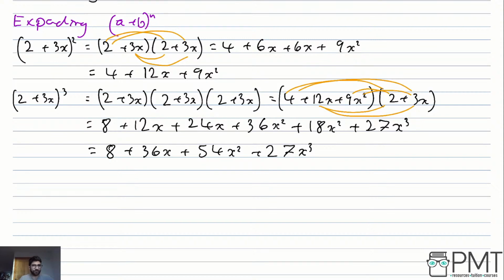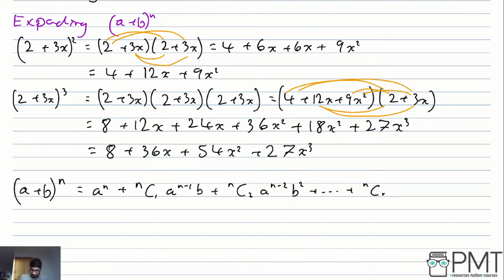You might have seen this formula, the binomial expansion. In general we are given (a plus b) to the n is equal to a to the n plus nC1 a to the n minus 1 b plus, we'll see in a sec what these stand for, nC2 a to the n minus 2 b squared, up to nCr a to the n minus r b to the r, and b to the n. This is a direct way of expanding what we had before, and this is a general formula for it.